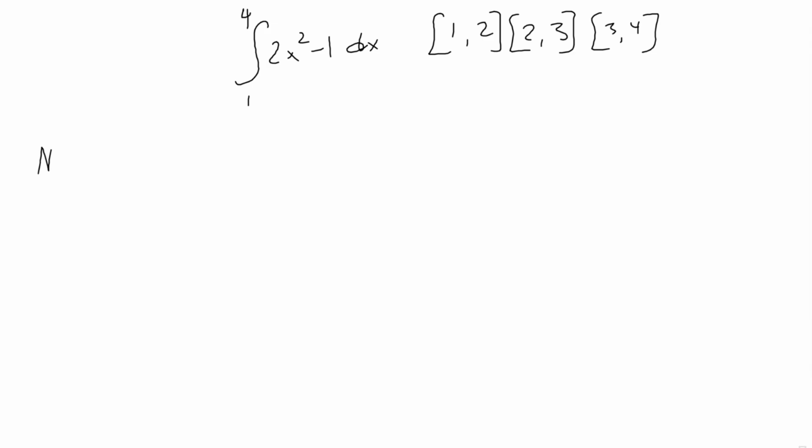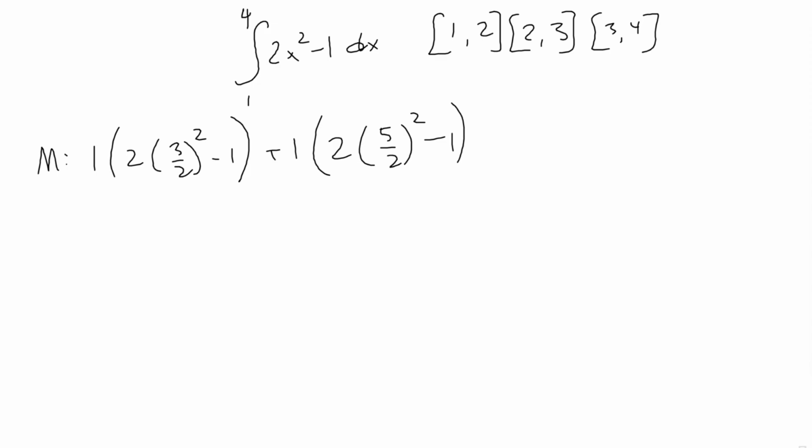So our midpoint approximation is going to look like 1 times 2 times 3 halves squared minus 1, and then 1 times 2 times 5 halves squared minus 1, and 1 times 2 times 7 halves squared minus 1. Okay. So that's going to be our midpoint approximation, just taking the midpoints and plugging them into each of these.